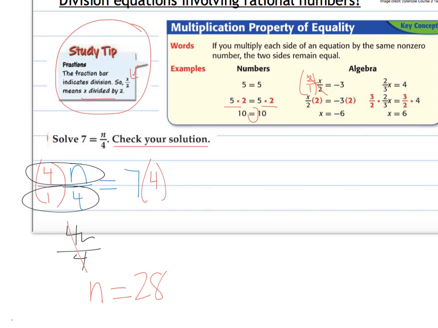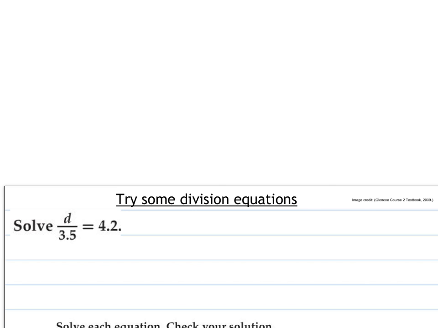Plug it back in to check. So 28 divided by 4 should be 7. Look at my multiplication table. I know that's true, so my solution's correct. So try some division equations.